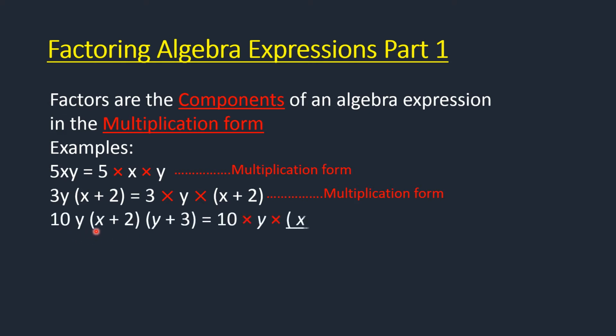10y multiplied by x plus 2 multiplied by y plus 3 equals 10 multiplied by y multiplied by x plus 2 multiplied by y plus 3. Here 10, y, x plus 2, and y plus 3 are in the multiplication form. Hence, they are the factors. Taking a common factor is the first step in finding factors of any algebra expression.